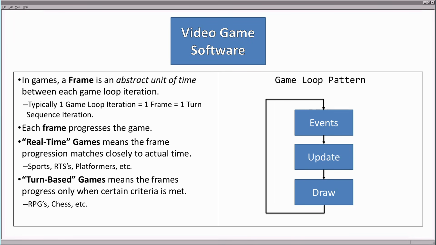Real-time games mean that the frame progression matches closely to actual time. Sports, real-time strategies, platformers, etc. are examples of real-time games. Turn-based games mean that the frames progress only when a certain criteria is met. Role-playing games, chess, etc. are examples of turn-based games.